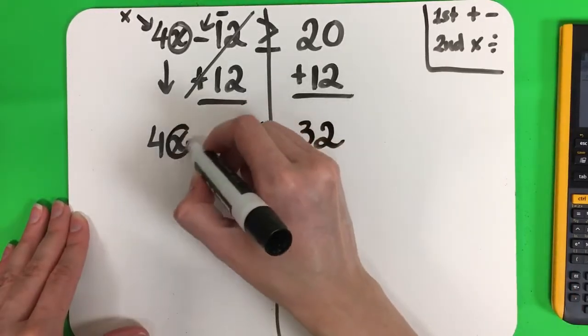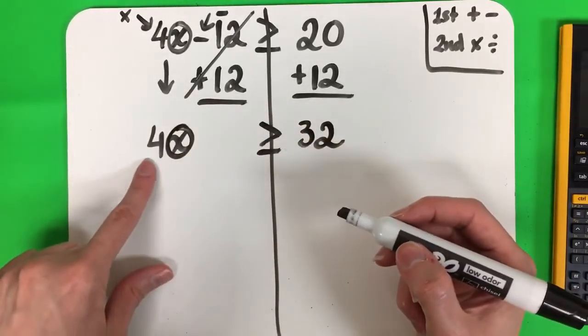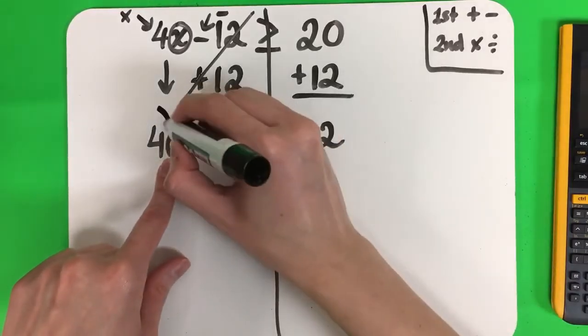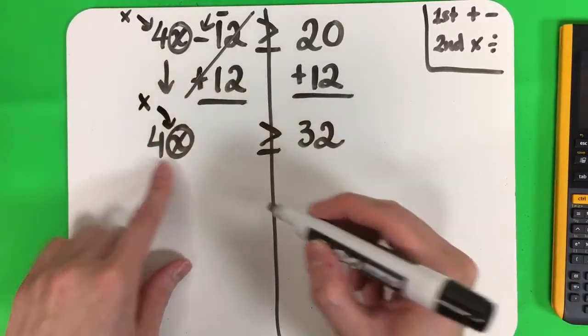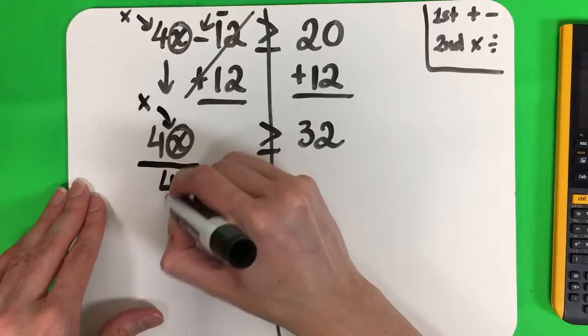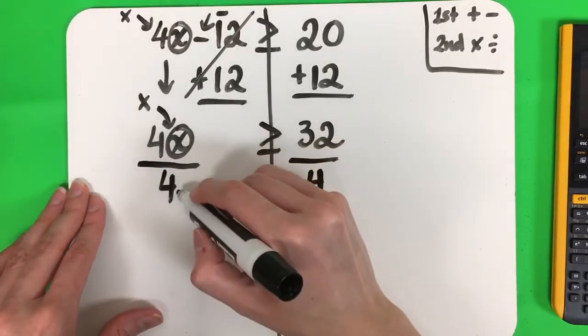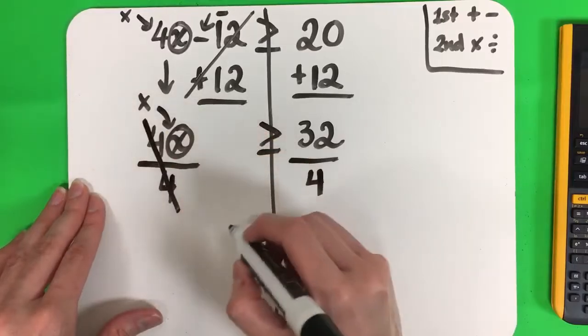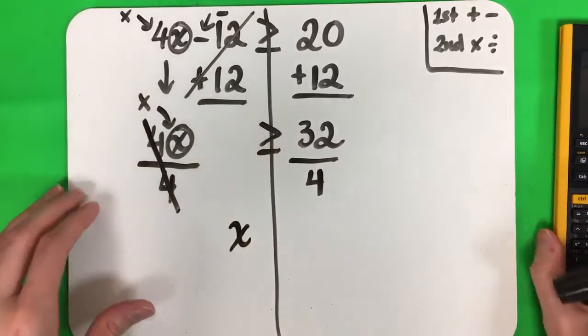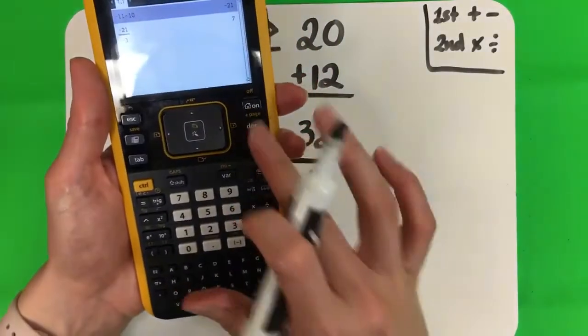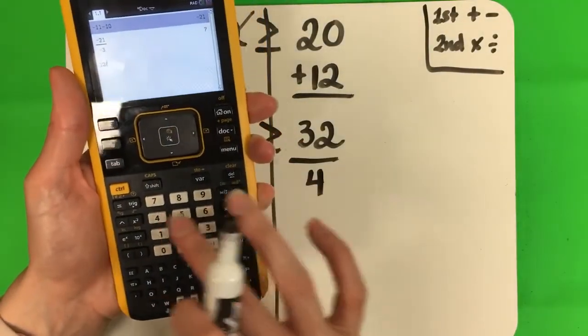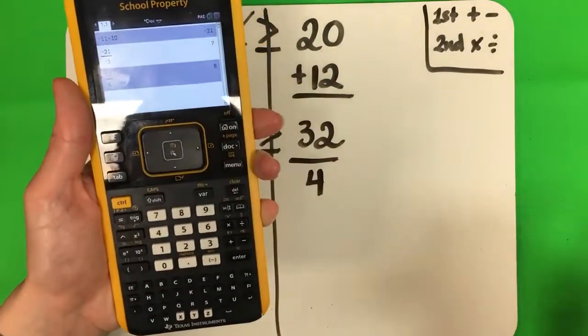I want x alone. What number with x? 4. What's in the middle? Nothing. Multiply. The opposite is divide. Divided by 4. Here, divided by 4. 4 divided by 4 cancels. Copy down x. 32 divided by 4. Let's put that in the calculator to practice. 32 divided by 4 is 8.